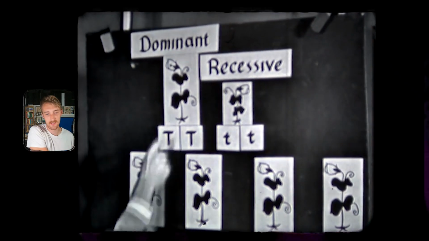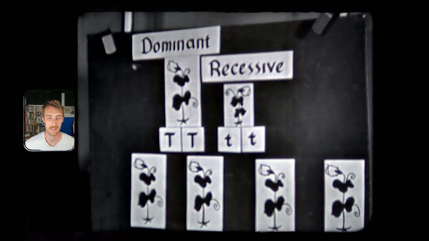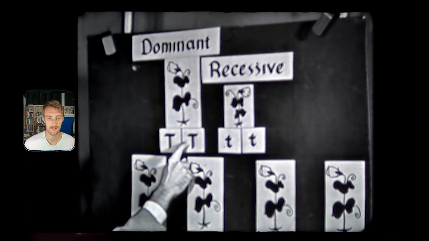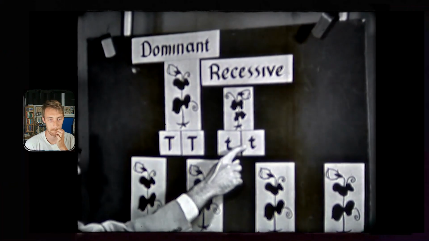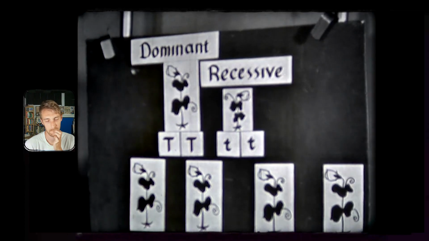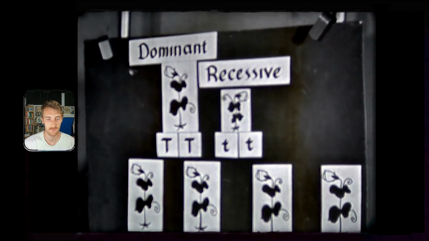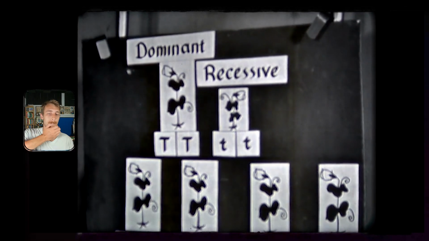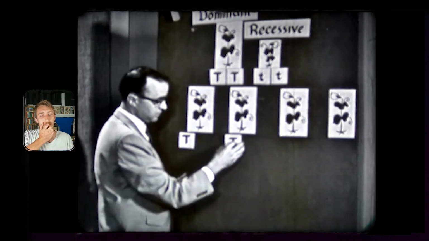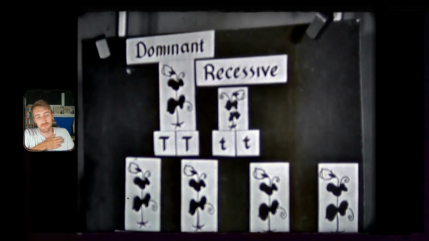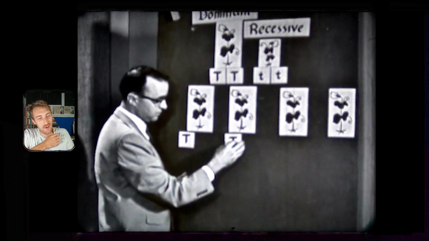By the tallness in this plant. Now, since this plant was used for pollen and this plant was used for the egg, we'd find that every plant would have a tall characteristic. Yeah, all are going to have big T and little t. They're all heterozygous.